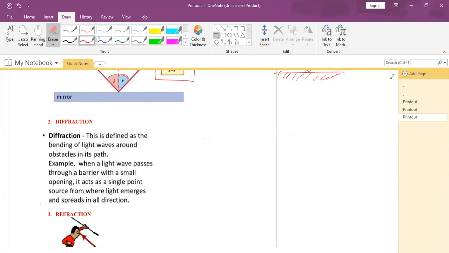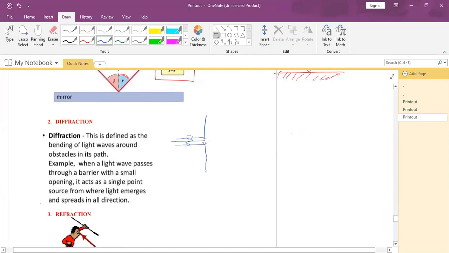The same thing applies in the example given here. When the light rays hit the hole, there's a little bending around the hole, so it comes out and the waves spread out like that. That's why you have these waves. So the bending around a tiny hole is known as diffraction. Okay.